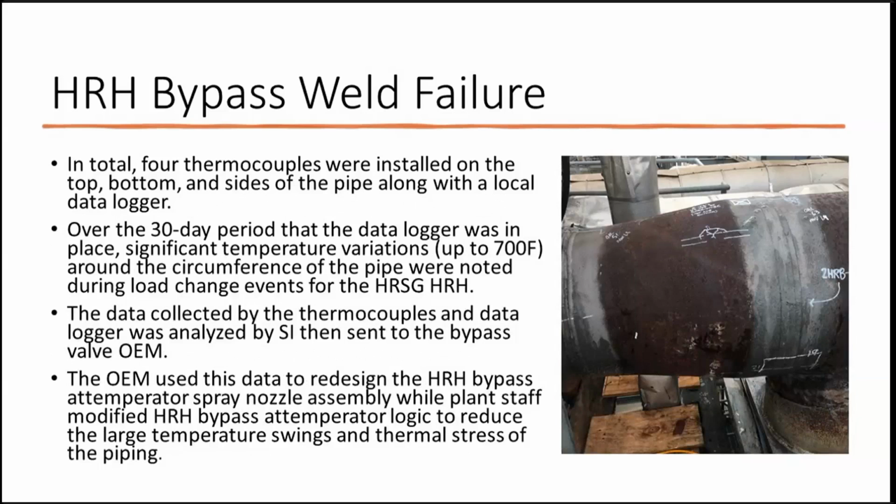So fast forward. The original plan was just to install on the hot reheat bypass of the failed girth weld, which is unit 12. Within 30 days of installing these local thermocouples, we saw temperature variations up to 700 degrees. This concerned us, so we contacted our bypass valve manufacturer to talk about a redesign of the nozzle or the lance, depending on who you're talking to. We were able to modify the lance and replace that in 2020.